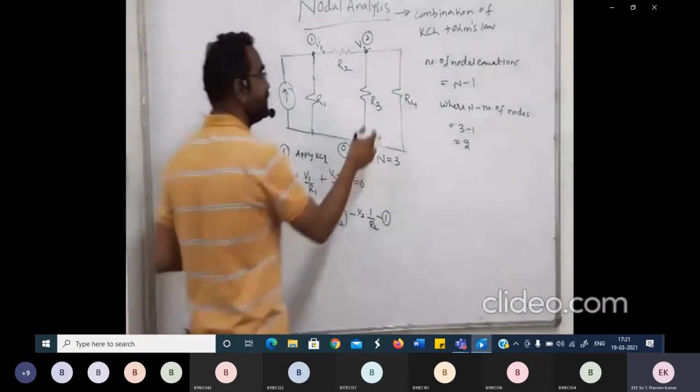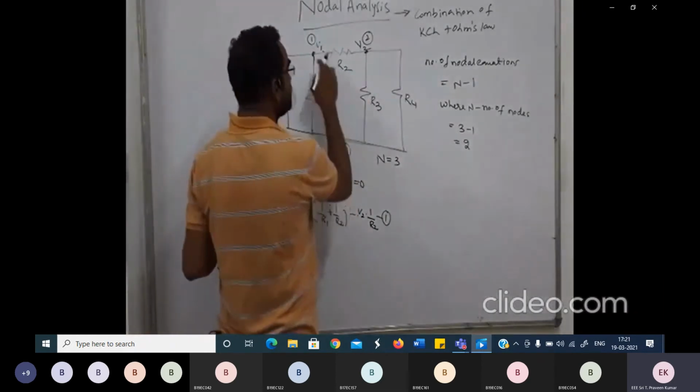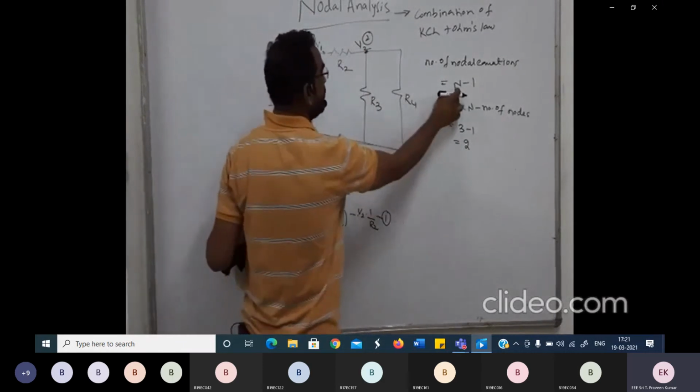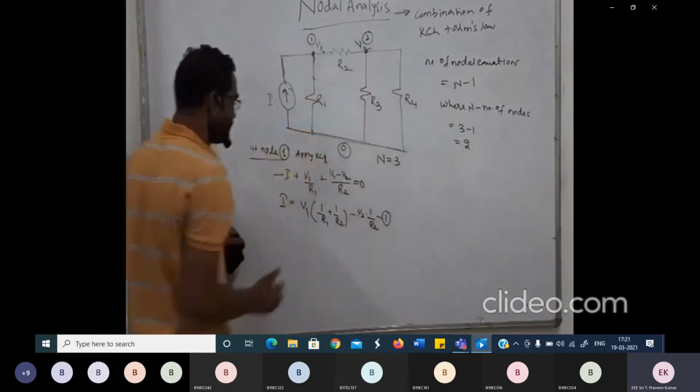So how many equations do we get? Because you have 3 nodes, the number of nodes minus 1 is the number of nodal equations. So you get 2 equations.